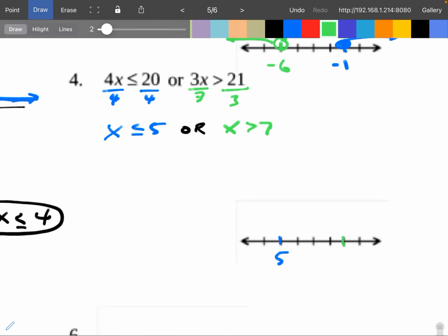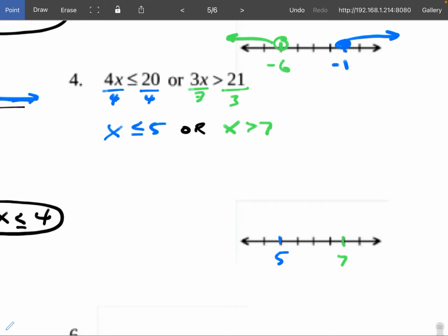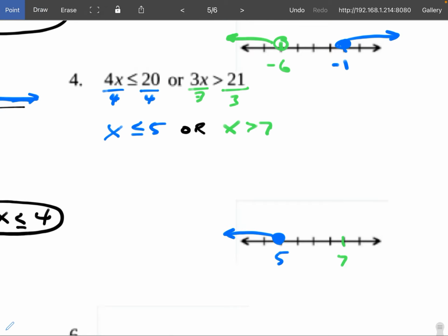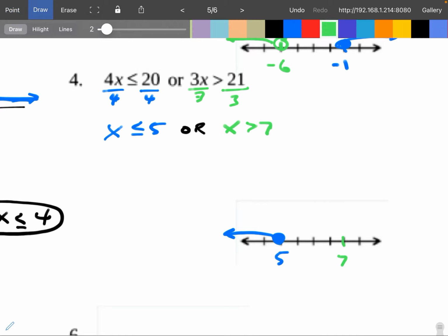And then on the right, I have x is greater than what? 7. So then the one in the blue, well, let me put my two numbers on there first. So in the blue, I got 5. In the green, I got 7. So then the blue one, open or closed? Closed. Shaded to the left. So we got a closed circle at 5, shaded to the left.